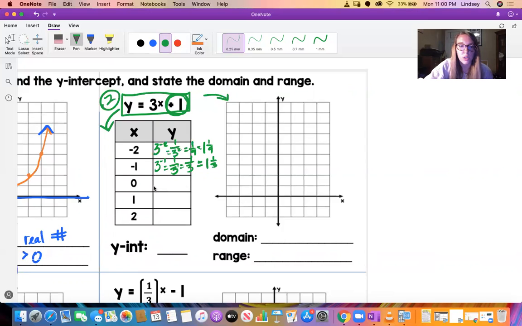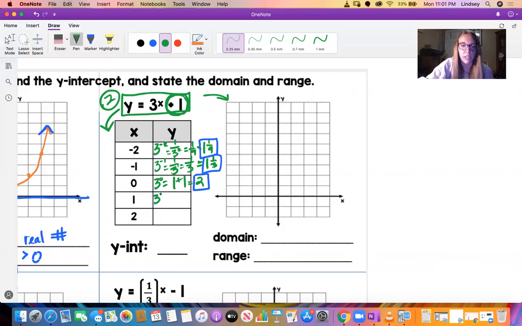Okay. So then we have 3 to the 0 power, which we love because it equals 1. 1 plus 1 equals 2. All right, so right now we have 1 and 1/9, 1 and 1/3, and 2.